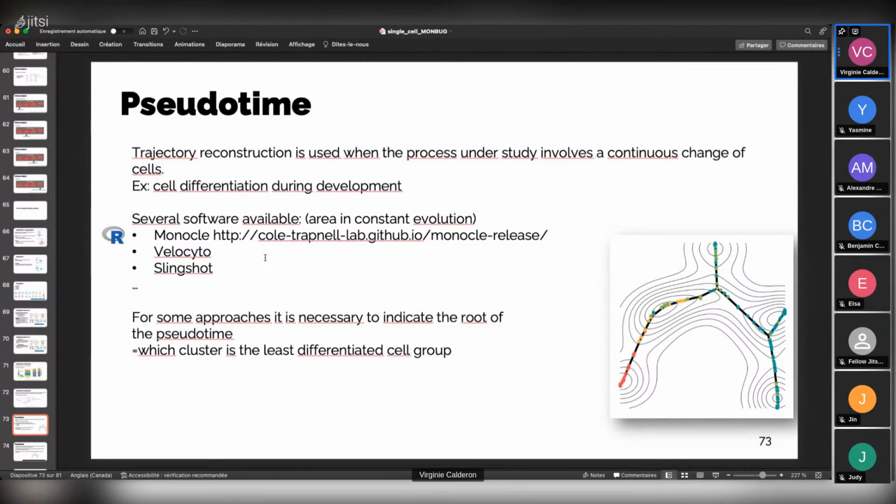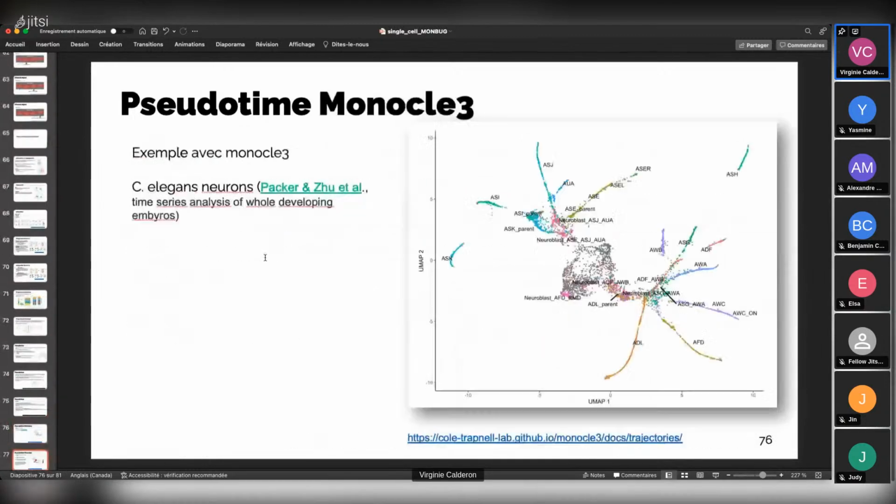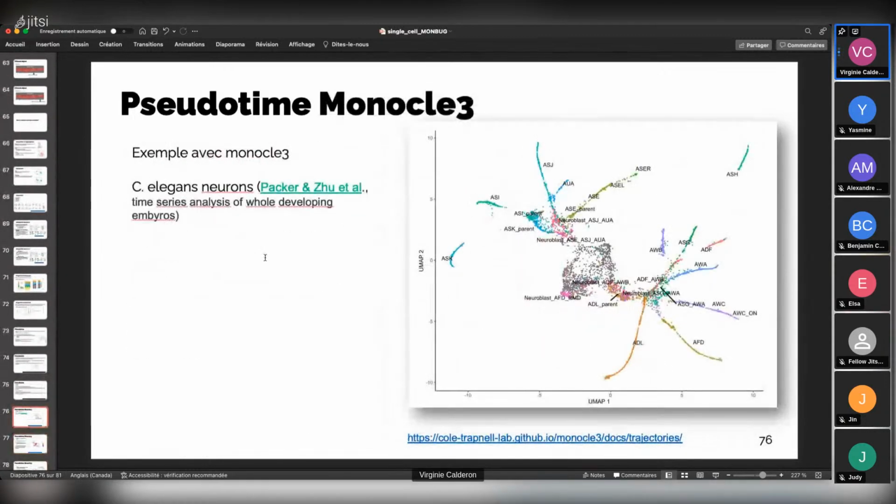We have this in R and in Python. So the initial package was Monocle, but now people are also using Slingshot or Velocito to produce such analysis. So in this example, Monocle, I'll just show you an example.